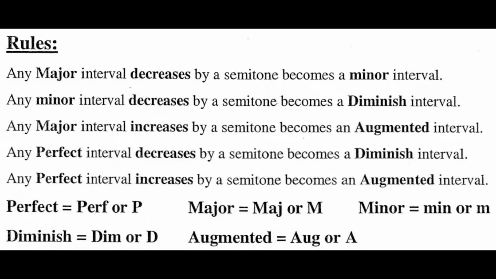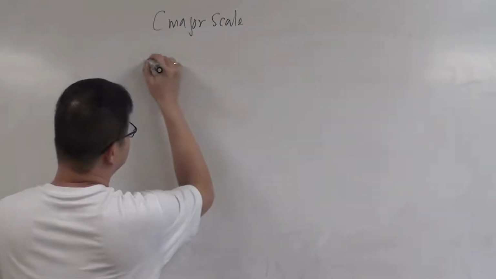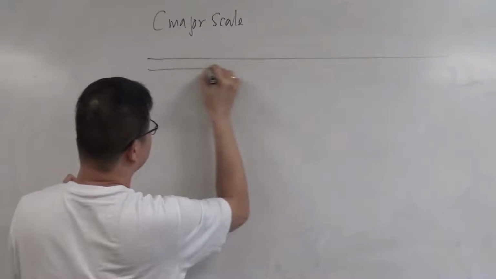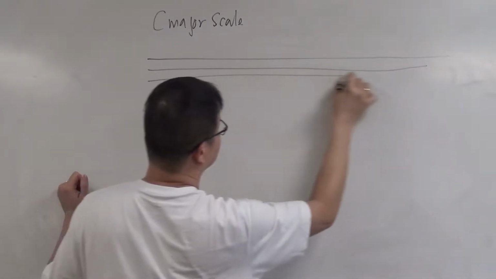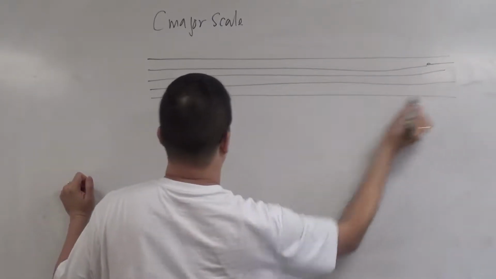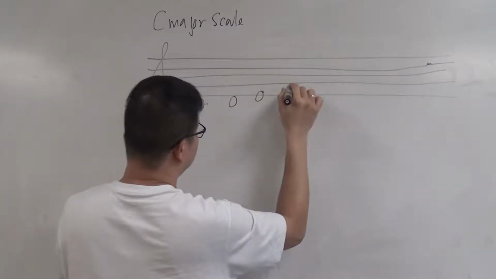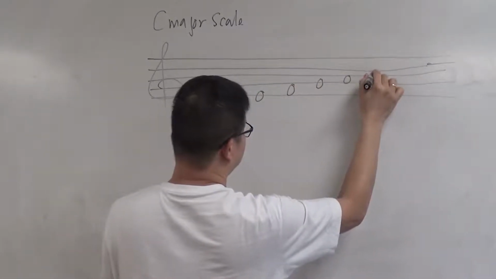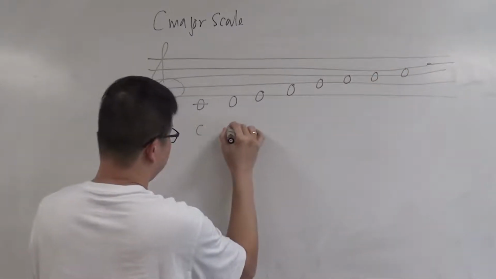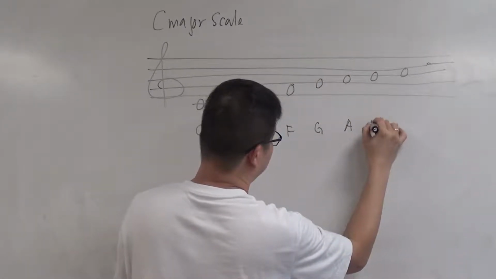Now let's take a look at the next rule. The next rule says any major interval increased by a semitone becomes an augmented interval. Same thing, we're going to be working again on the C major scale. Let's draw the C major scale again. Okay, C major scale: C, D, E, F, G, A, B, C.